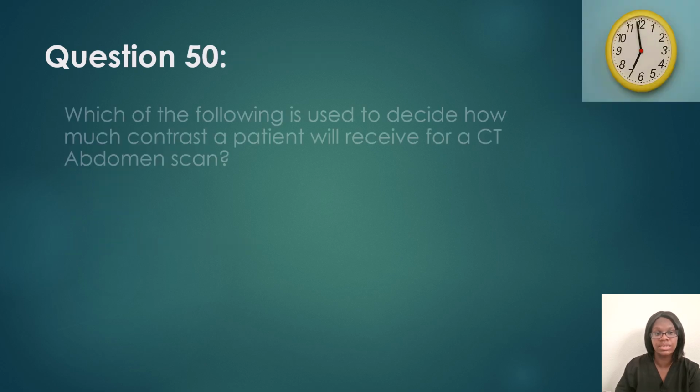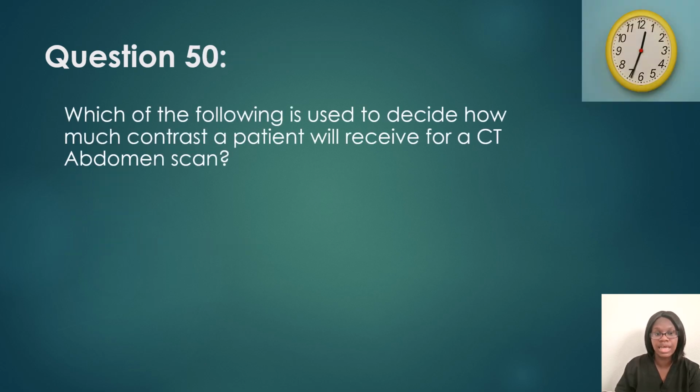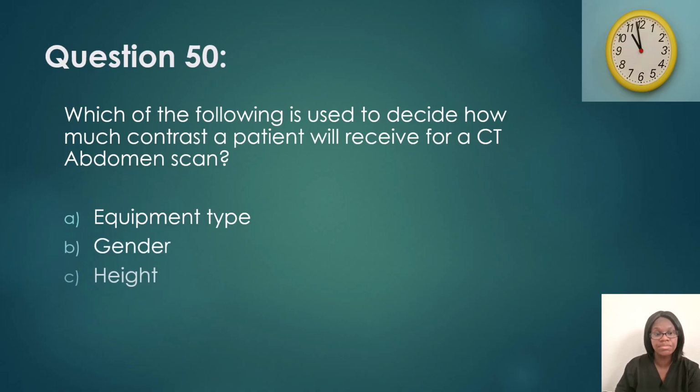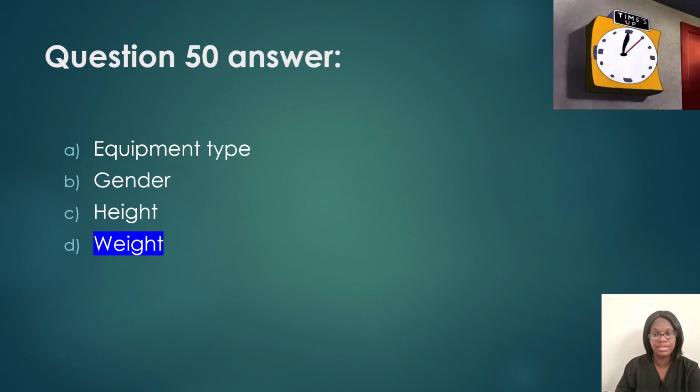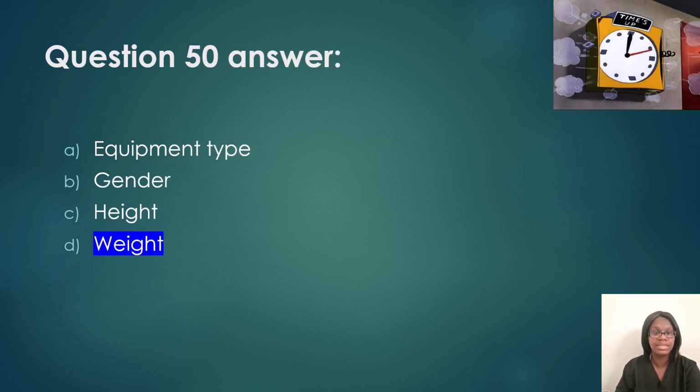All right, last question. Which of the following is used to decide how much contrast a patient will receive for a CT abdomen scan? A, equipment type, B, gender, C, height, or D, weight? All right, the correct answer is weight.